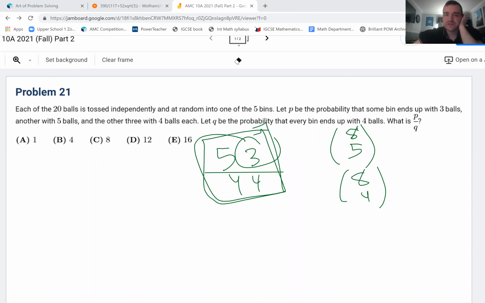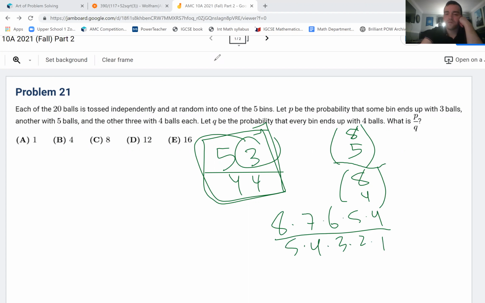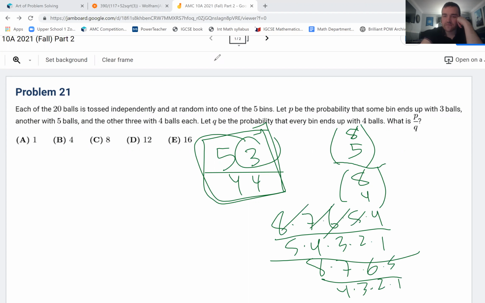So we're really just looking at 8 choose 5 divided by 8 choose 4. Now 8 choose 5 is 8 times 7 times 6 times 5 times 4 over 5 times 4 times 3 times 2 times 1. 8 choose 4 is 8, 7, 6, 5 over 4, 3, 2, 1. And now if we think about it, we can cancel some things out. We can cancel out 8, 7, 6, 5 with 8, 7, 6, 5, right?